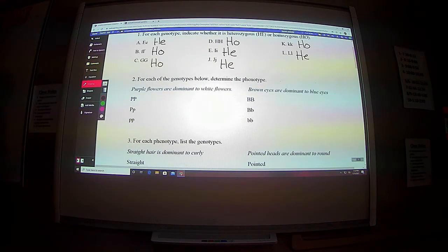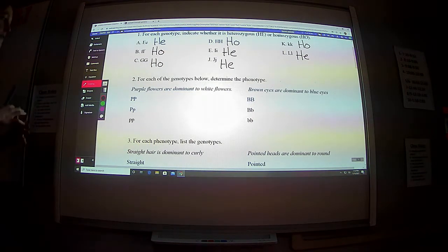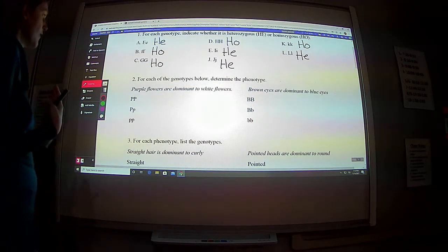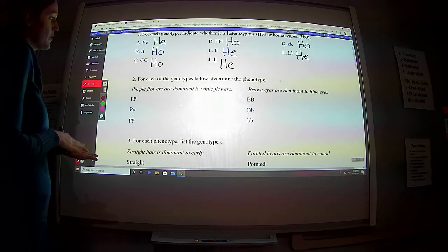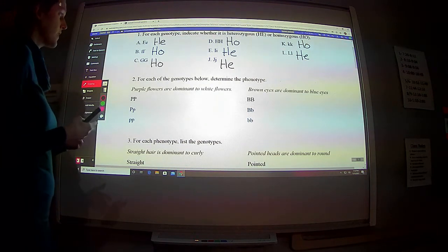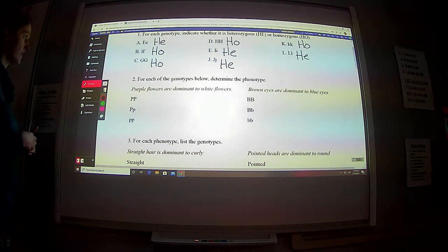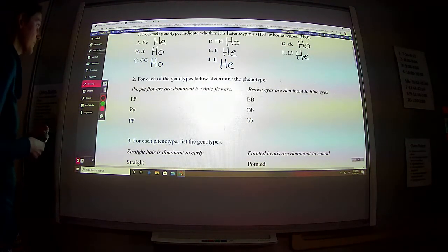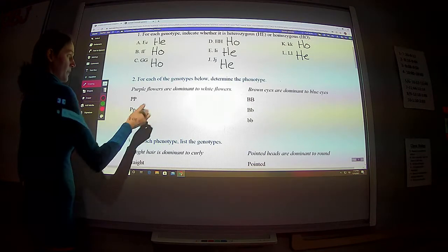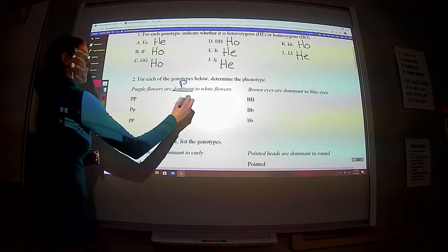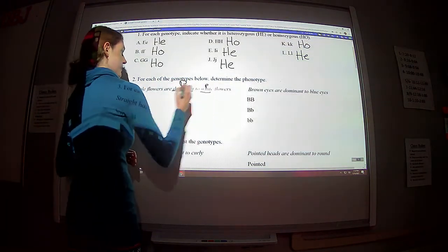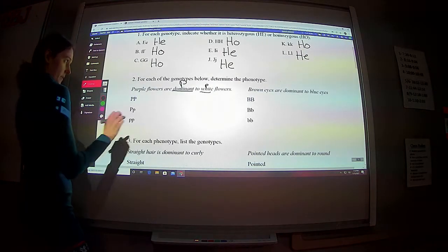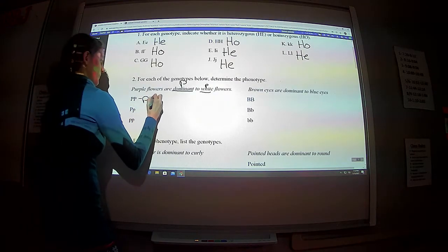For each genotype, determine the phenotype. So we're talking about complete dominance, so as long as you have one capital letter, you're going to exhibit the dominant trait. In order to show the recessive trait, you have to have two lowercase letters. Purple flowers are dominant to white flowers. So if it's capital, this is dominant, that's going to be my big P. White flowers are going to be the little p. So this one's purple.